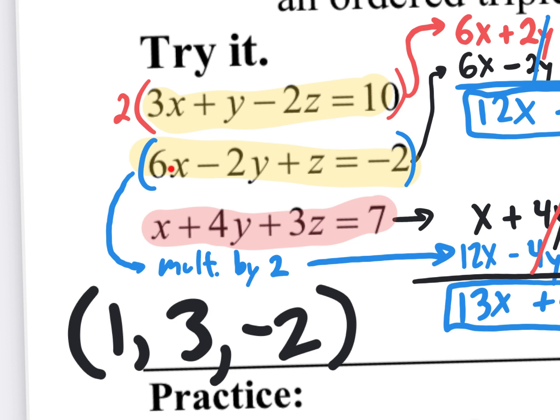Then you could go on to the next one. 6 times 1 is 6. 2 times 3 is 6. 6 take away 6 is 0. Put a -2 right there. -2 equals -2. That also works for the second one.